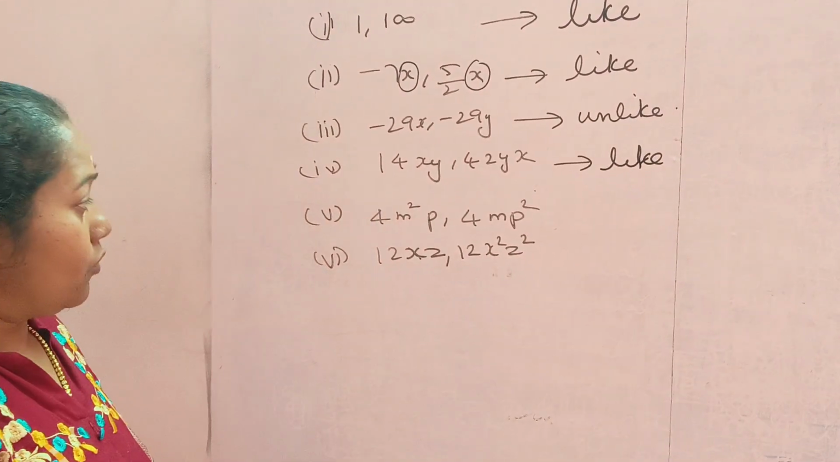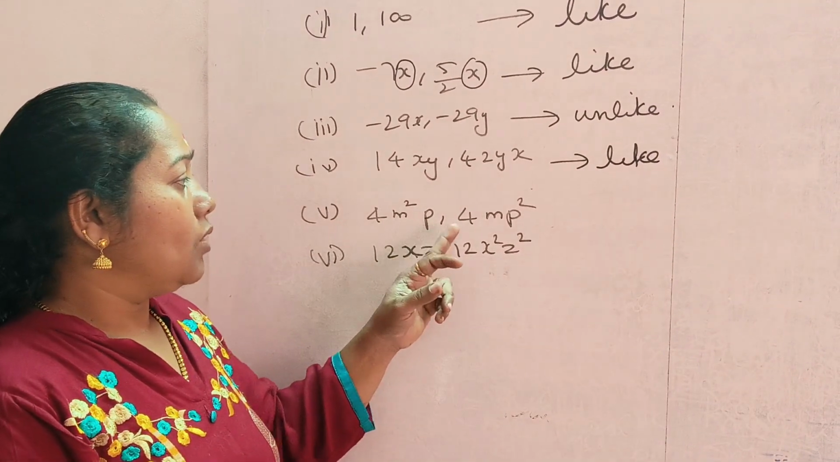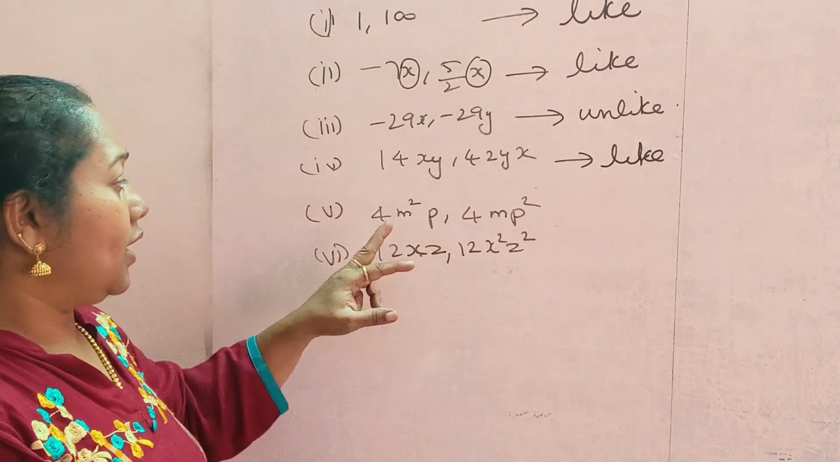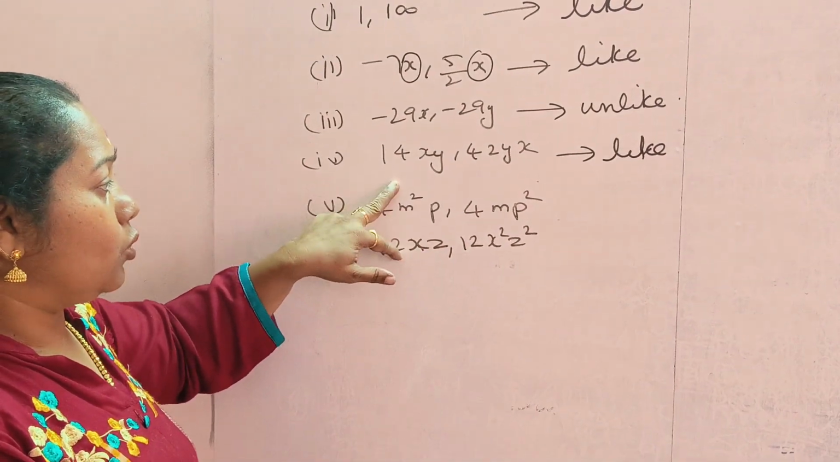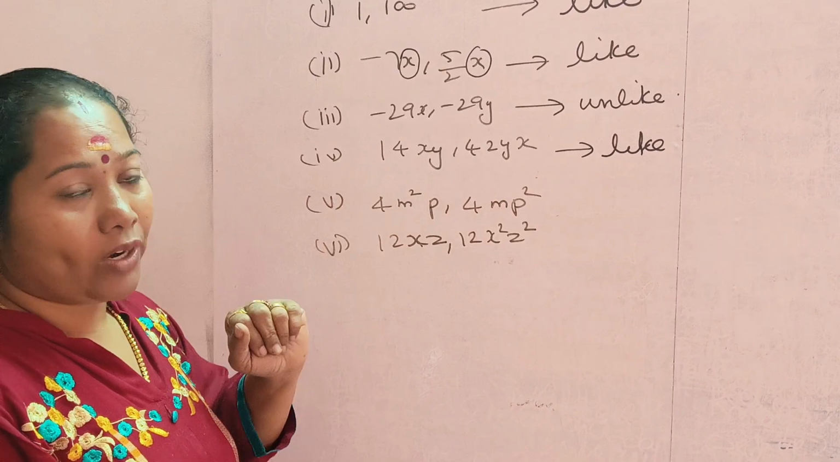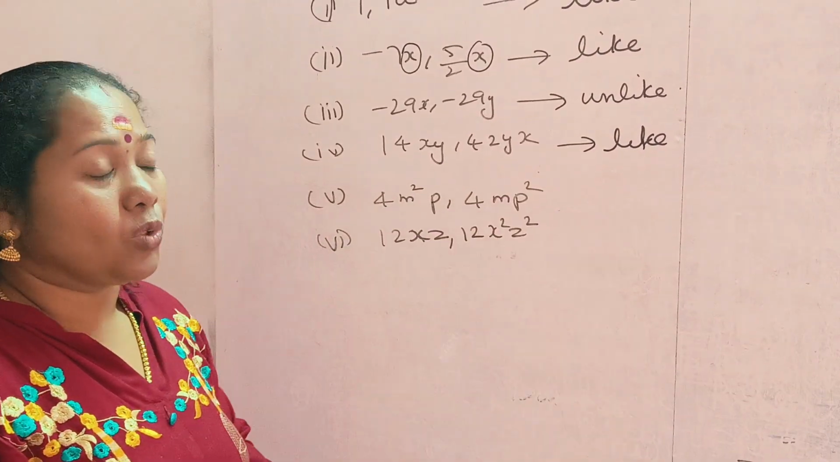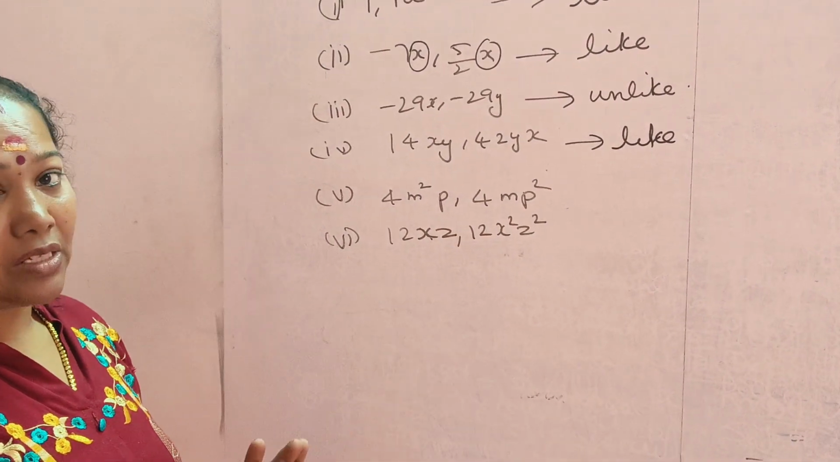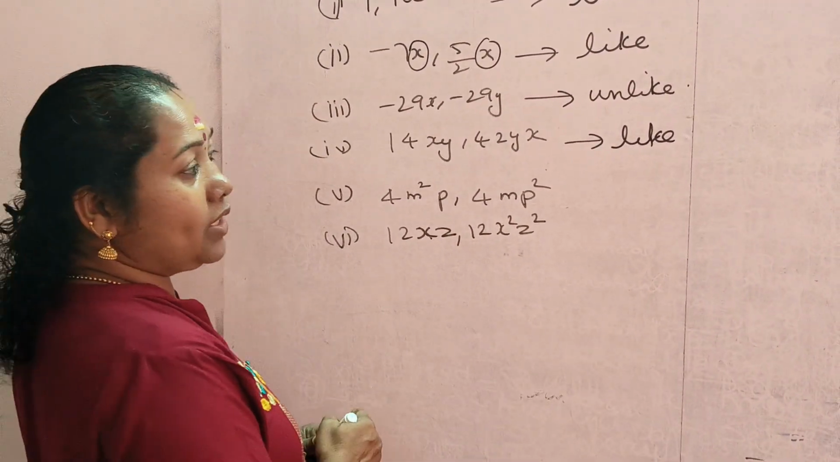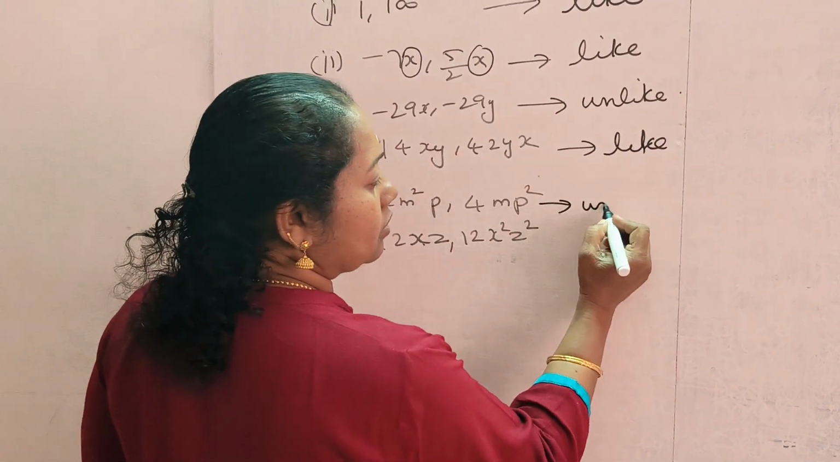Next question. 4m squared p, 4m p squared. Here m has the power 2 and m has the power 1. And here p has the power 1 and p has the power 2. So powers are different. Variables are same, but the powers are different. So these are unlike terms.